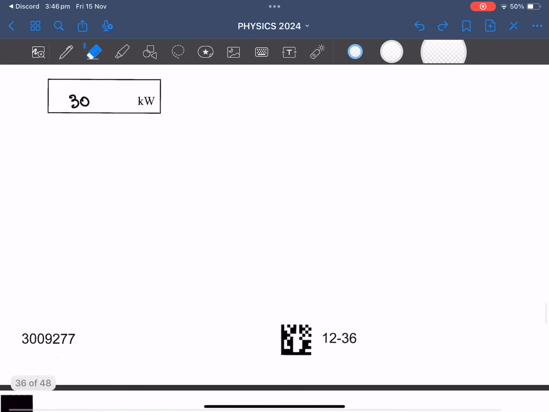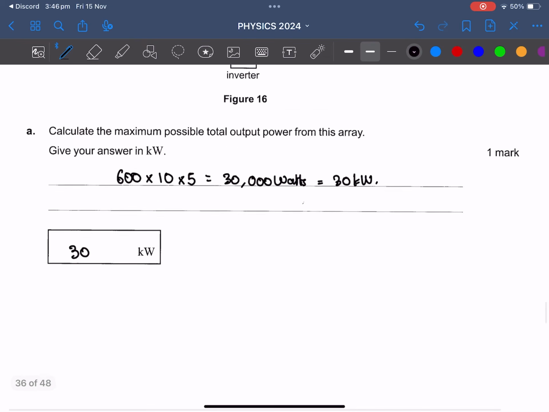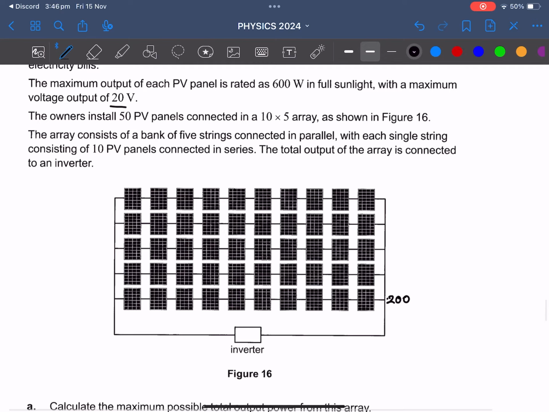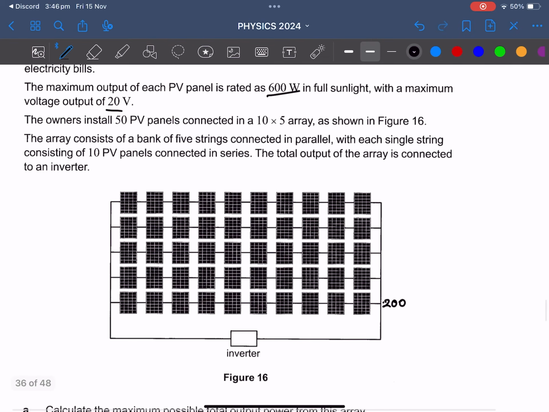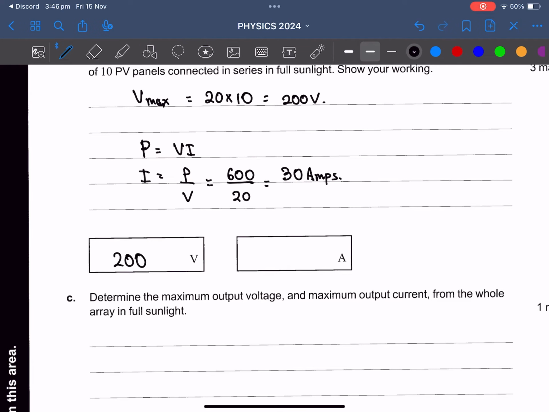So what I'm gonna do is, we know that our power is equals to VI, right? So I is equals to P on V. Each of them has 600 watts and 20, right? So let's put that in. So 600 watts over 20, so we'll get 30 amps as our maximum output current basically. So we'll have 200 volts and 30 amps.